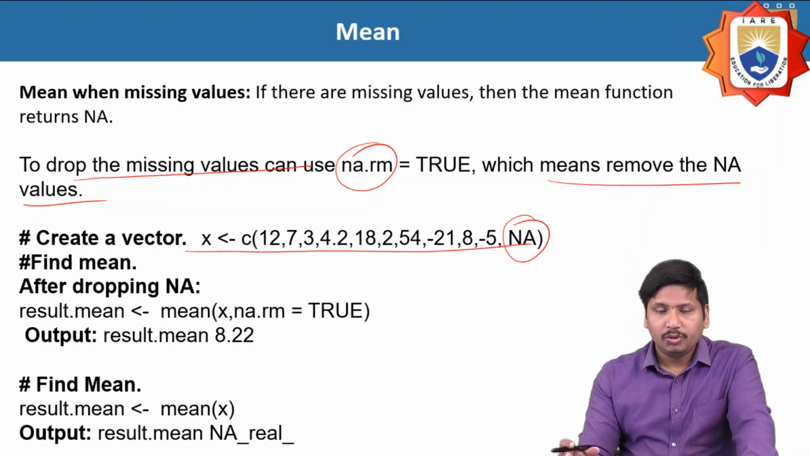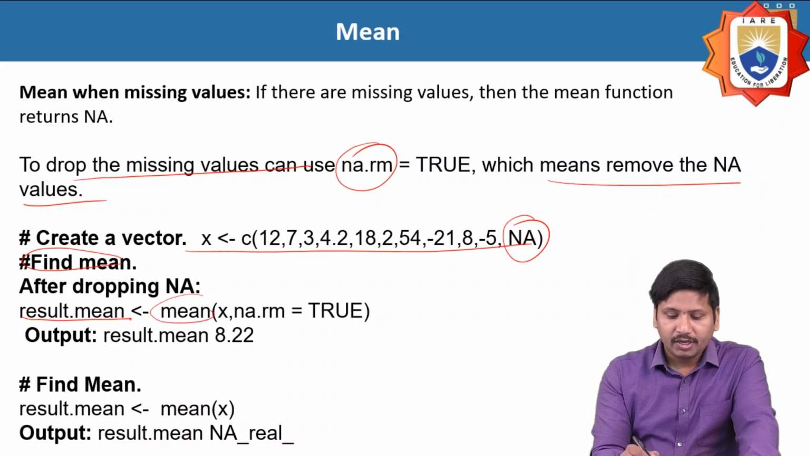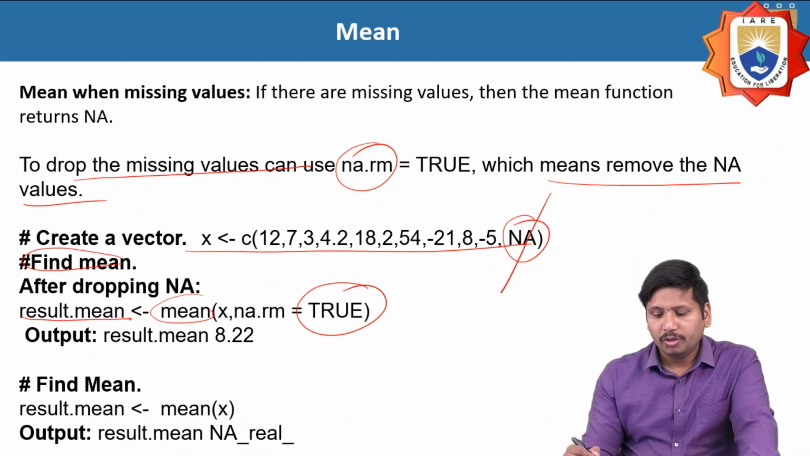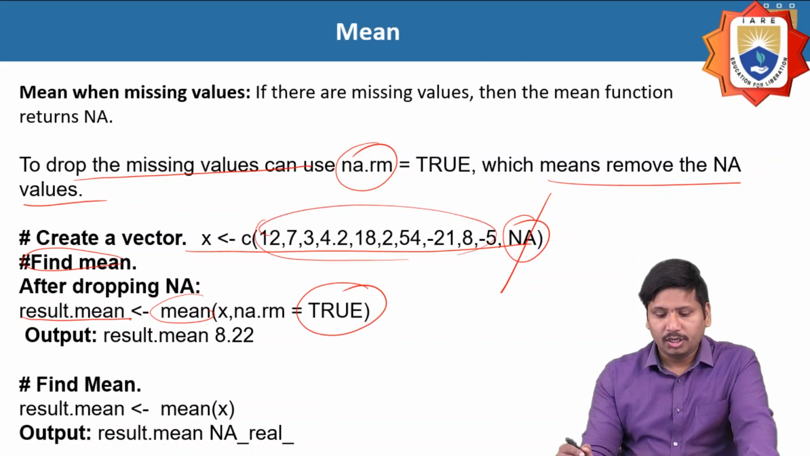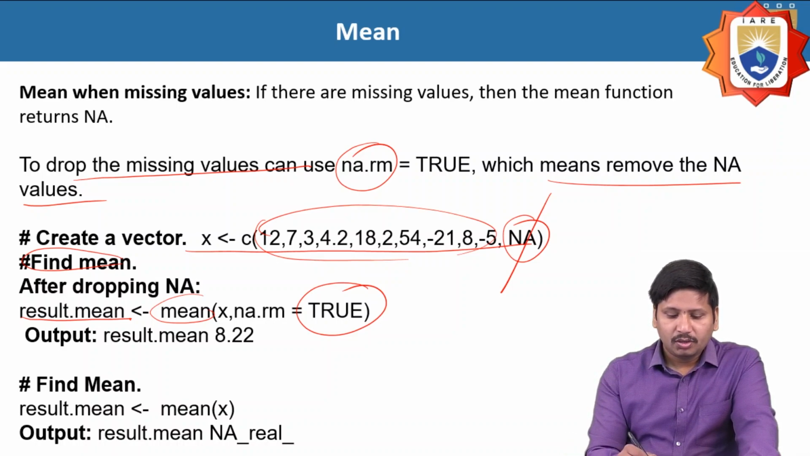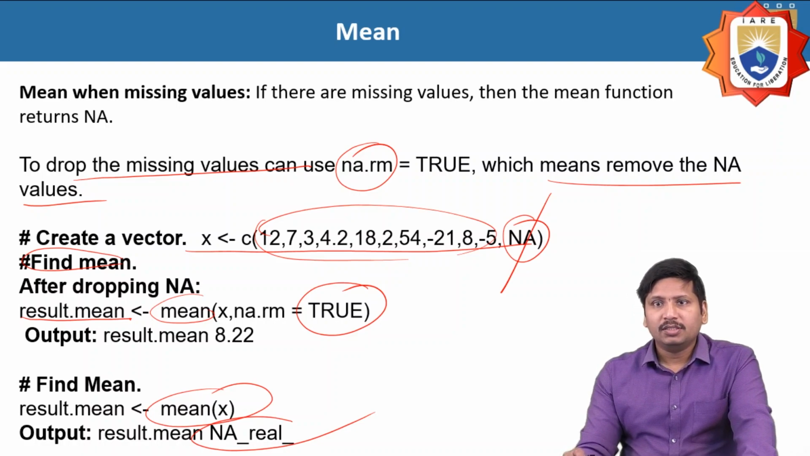So at that time, how am I going to do that? I'm going to calculate the mean after dropping the NA. So result.mean is the mean function of x comma na.rm equal to TRUE. If I write it, the NA value is going to be dropped, and the mean is calculated among the remaining values only. So that is the purpose of na.rm. And finally, if I write result.mean of x without it, the output is NA, so this kind of result is going to appear.